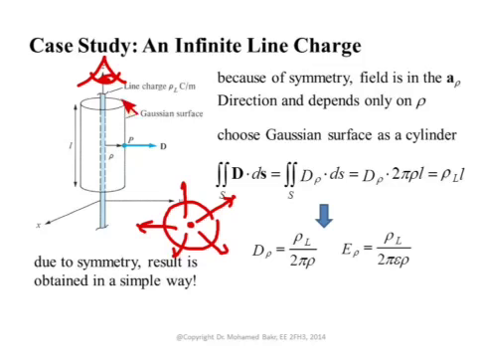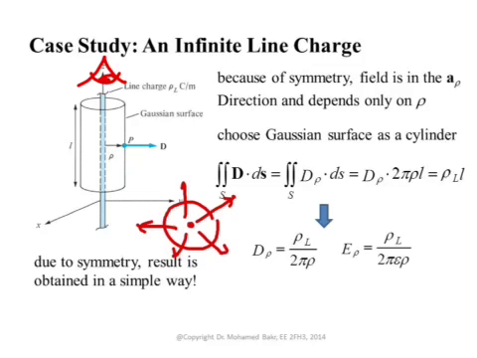I selected my Gaussian surface as the surface of this closed cylinder. This closed cylinder has three surfaces: the top disk, the bottom disk, and the side wall. And the flux through the top disk and the bottom disk is 0, because D is in the radial direction, in the rho direction. So it's tangential to this one, it's tangential to this one. While D is normal to the side surface.